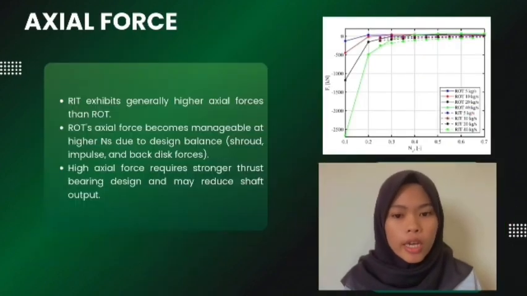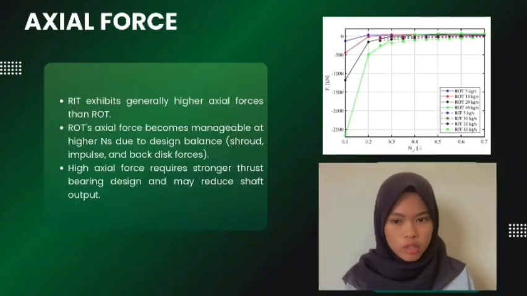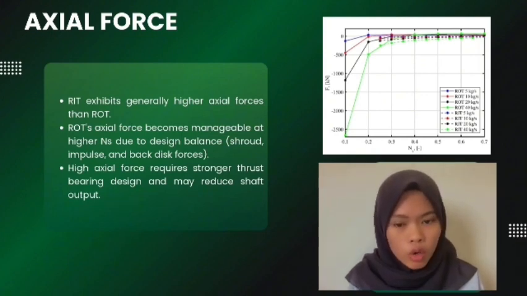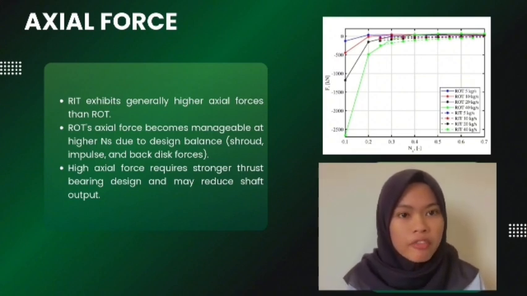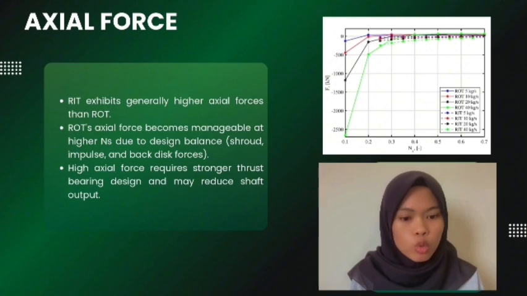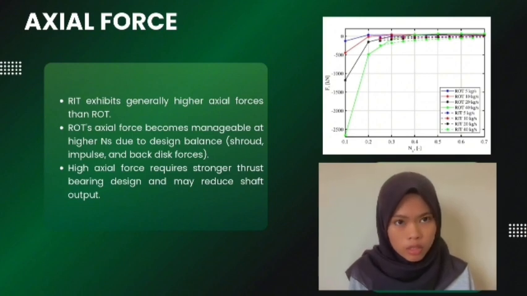Next, we look at the axial force. Radial inflow turbine typically experience higher axial force than radial outflow turbine. In radial outflow turbine, as the specific speed increase, the axial force become more balanced and manageable. This is due to the better distribution of design elements such as force, impact force, and backdisk force.